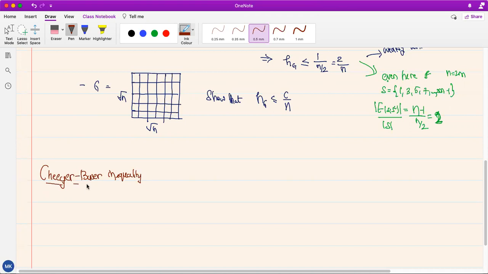The main one is Cheeger. The Buser is the easier one. We will state both. They are interesting. So what it says is that, let G be a finite graph. Then, let h be the isoperimetric constant, and lambda 2 is the second smallest eigenvalue of the Laplacian.